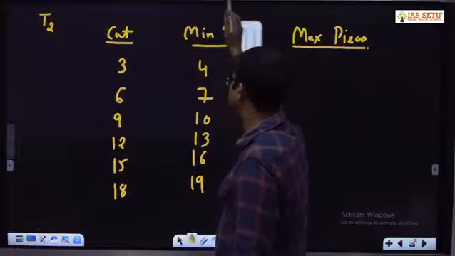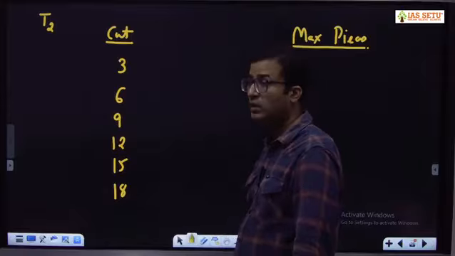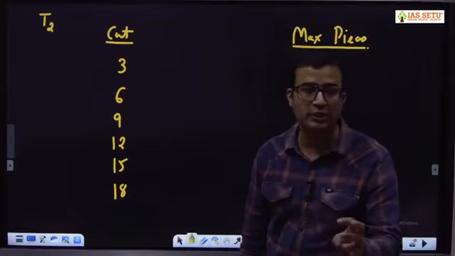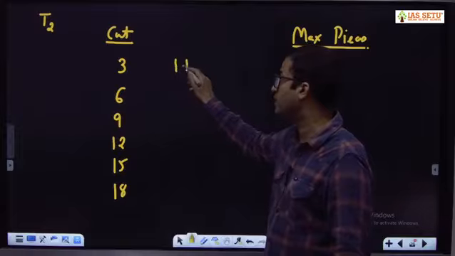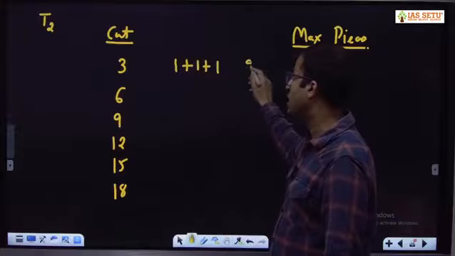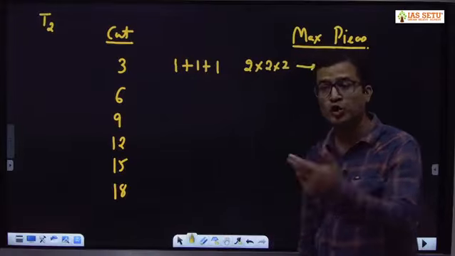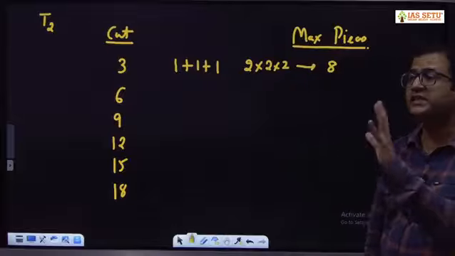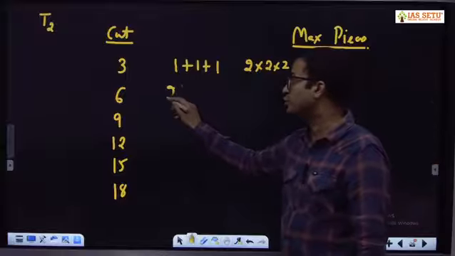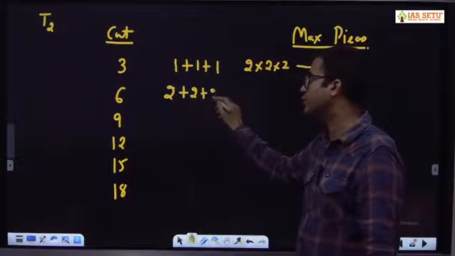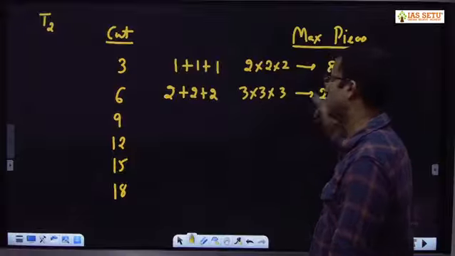Now maximum. I solved two questions. See here, with 3 cuts, to get maximum number of pieces, you have to distribute the 3 cuts like 1 plus 1 plus 1. Number of pieces will be 2 into 2 into 2. No other distribution. 6 cuts: if you want maximum number of pieces, you distribute 2 cuts on X, 2 cuts on Y, 2 cuts on Z. Number of pieces 3 into 3 into 3, 27.